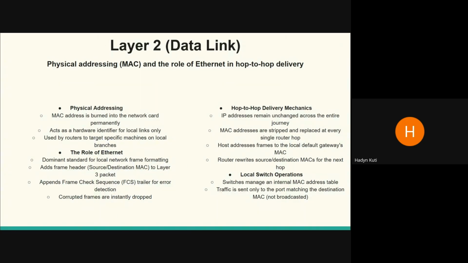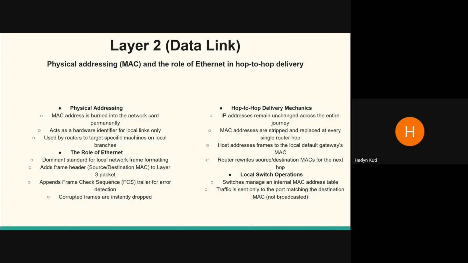And then we have local switch operation. Switches operate at layer 2 by managing internal MAC address tables. A switch listens to the traffic moving through it and builds a map, learning exactly which physical MAC address is plugged into which physical port on the back of the device.